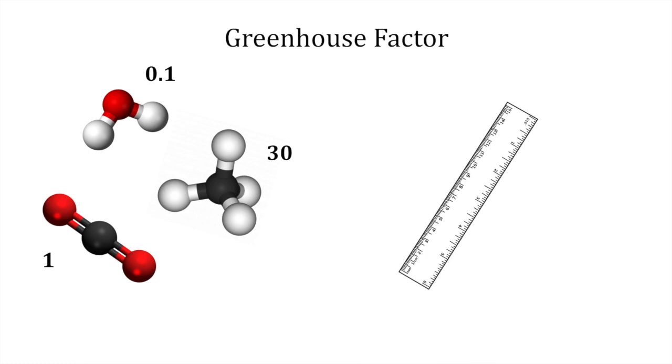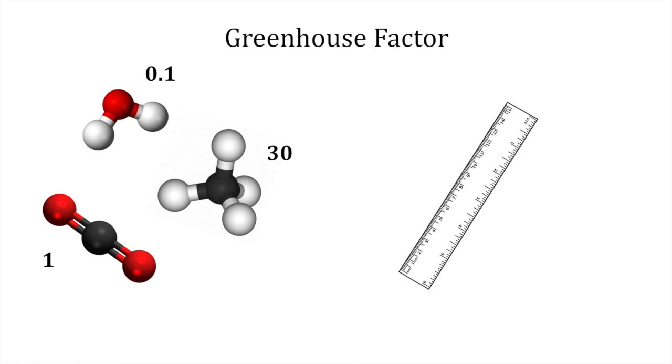So for example, water, H2O, has a greenhouse factor of 0.1, and methane, CH4, has a greenhouse factor of 30. So one way to better understand the scale is by imagining how many molecules of one gas might be needed to match another gas in terms of the ability to absorb infrared radiation. And we can do that just looking off the numbers.